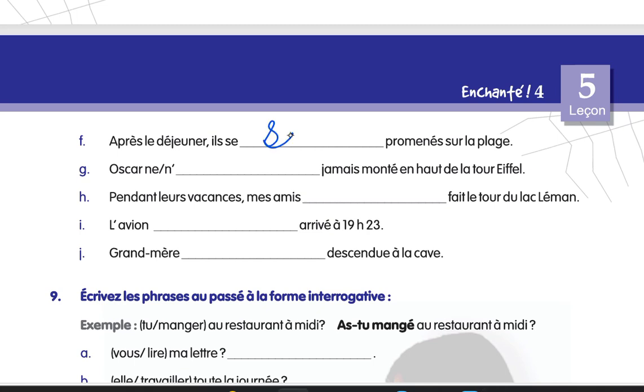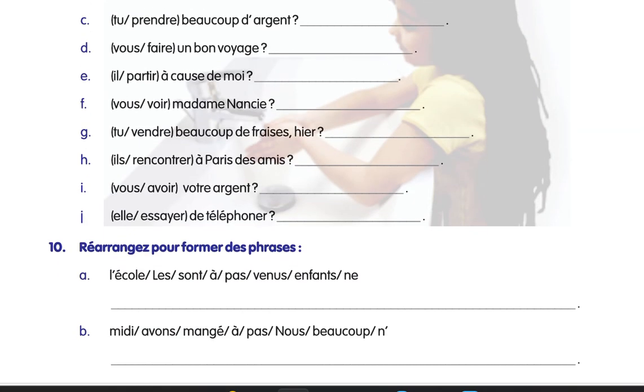Après le déjeuner, ils se sont promenés. Oscar n'est jamais pendant les vacances. Mes amis ont fait. L'avion est arrivé. Grand-mère est descendue.